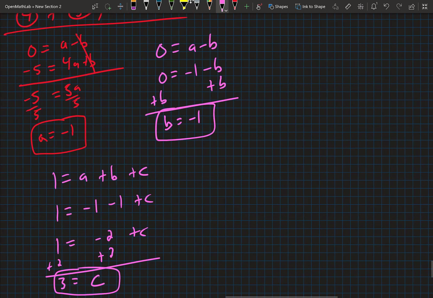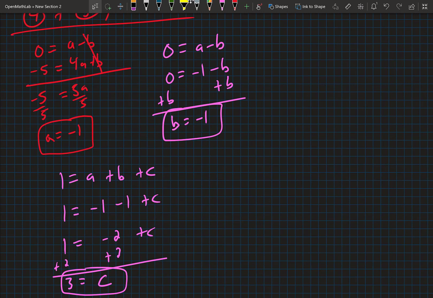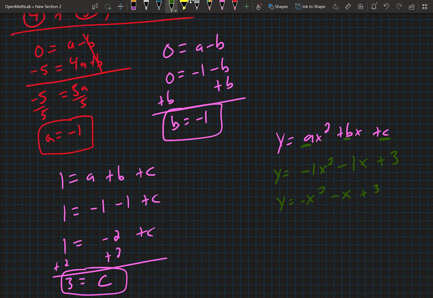right? So now that I know what a, b, and c are, I know what the equation is going to be, right? Because we have y equals ax squared plus bx plus c. What I need to know are the values for a, b, and c, right? And I know those. So my equation would be y equals negative 1x squared minus 1x plus 3. Or in other words, y equals negative x squared minus x plus 3. And I could write that using functional notation if I wanted, like this. Right? So that is the function of the parabola going through those 3 points.